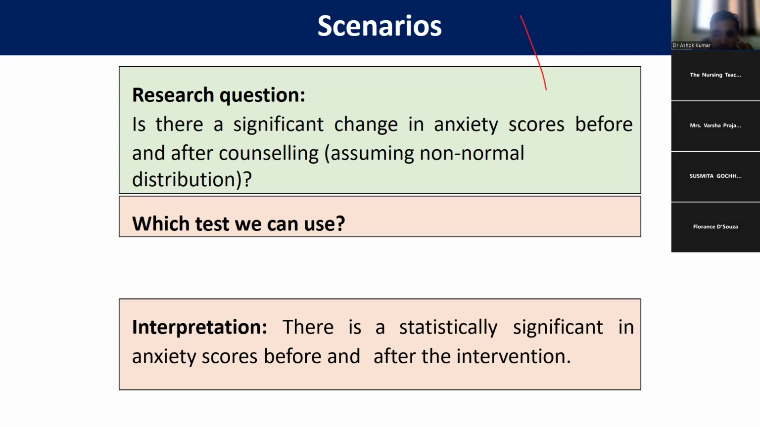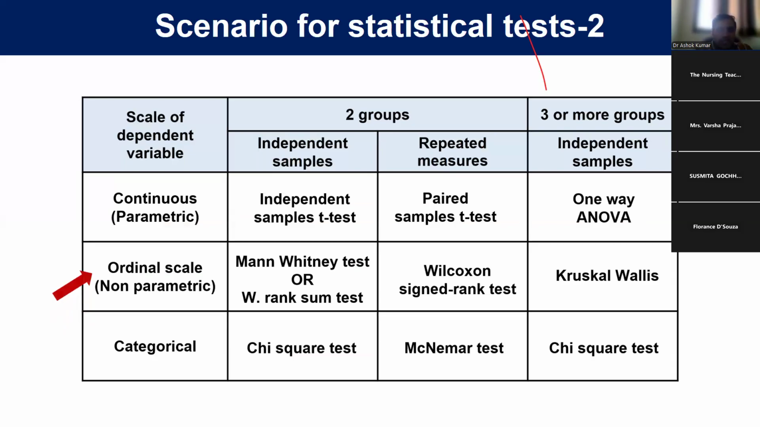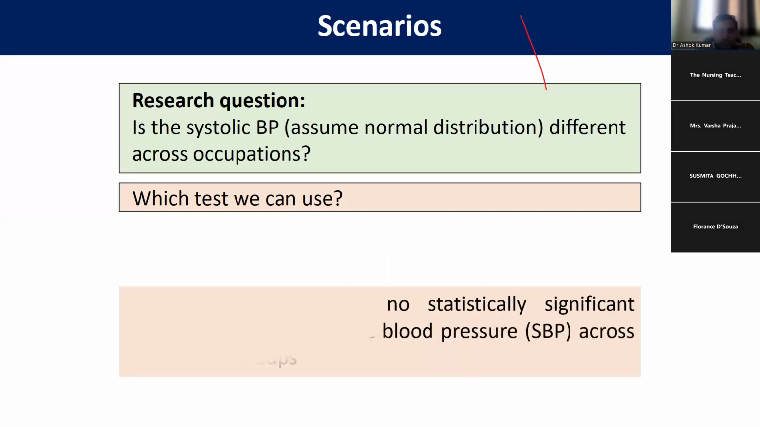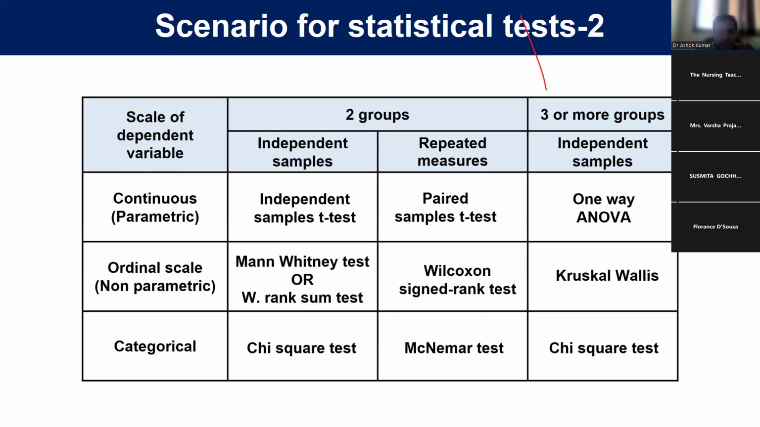Then we have to go for, this is ordinal scale or non-parametric or not normally distributed, 2 groups and 2 times. 2 groups means 2 times, before and after here. And this is repeated measures. Then we have to go for the Wilcoxon signed rank test. And how can we use it? We can do it using the paired t test in Jamovi, and there is a Wilcoxon signed rank test. Then we can use that p value. So this is the interpretation we can do.